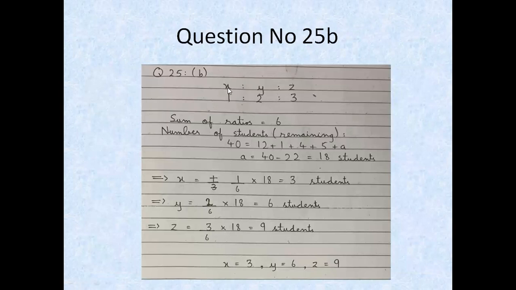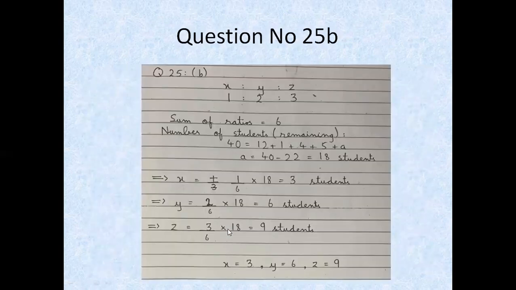So here we go. X, Y, and Z, this is 1, this is 2, that's the ratio. So the sum of the ratio will be 6. The number of students remaining are 12 plus 1 plus 4 plus 5 plus A. So A is the sum of these 3 numbers, and that will be 40 minus 22, that's 18 students. So their sum is basically 18. X will be 1/6 of 18, that will be 3. Y will be 2/6 of 18, that will be 6. Z will be 3/6 of 18, and that will be 9. So X is 3, Y is 6, Z is 9.